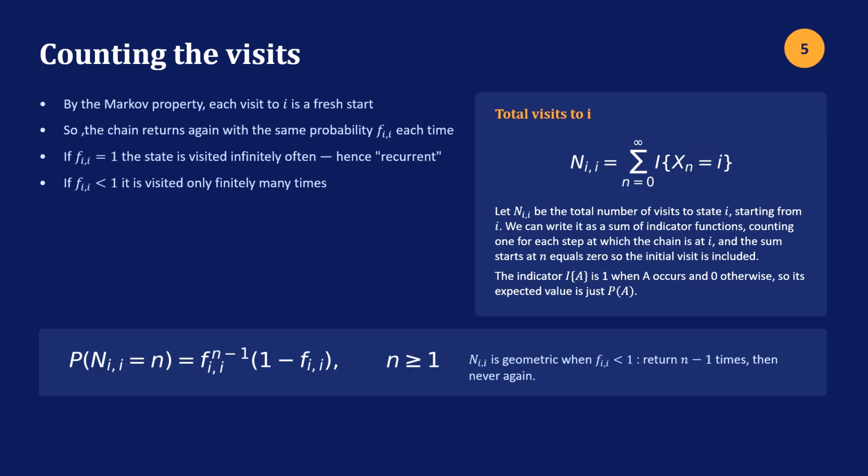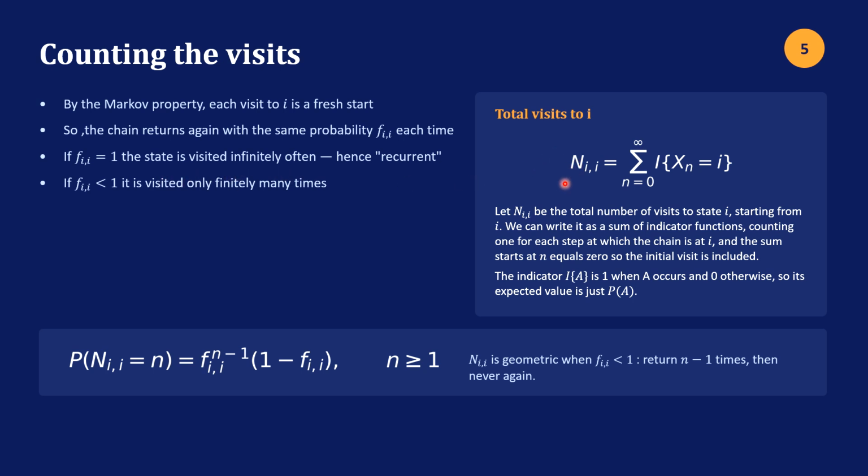We can also count the number of visits to a state. By the Markov property, each visit to state I is a fresh start. There's no memory when you have a Markov property. So the chain returns again with the same probability, f sub I comma I, each time. If f sub I comma I equals 1, the state is visited infinitely often, hence recurrent. If f sub I comma I is less than 1, the state is visited only finitely many times.